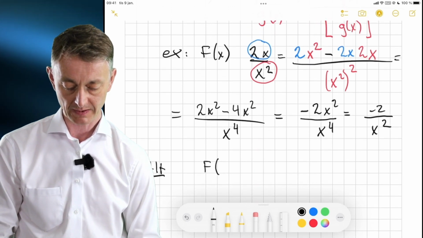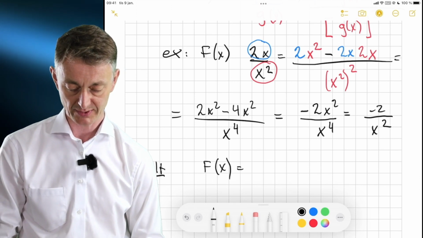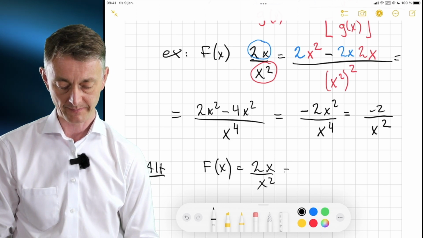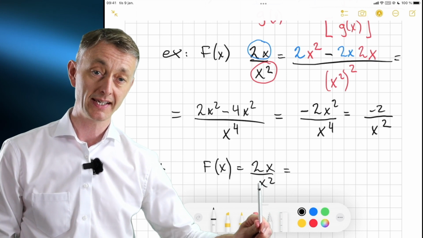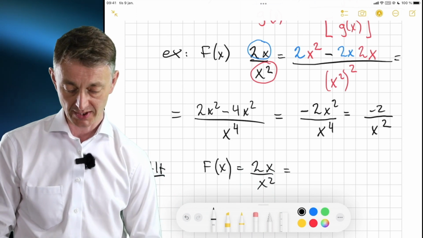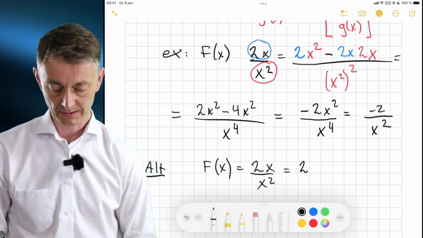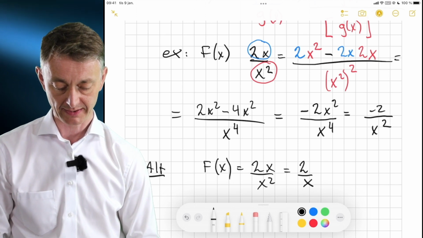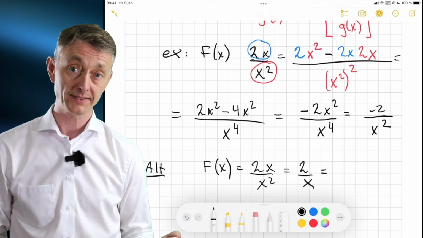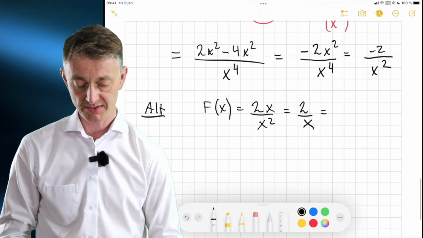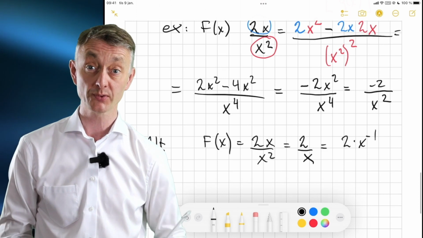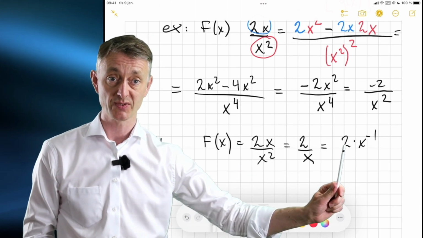And f of x was equal to 2x divided by x squared. And we can see that here is x times x and here is x. So this x cancels one of those x's, so we can rewrite this as 2 divided by x. So this will be much easier, and we can also write it as 2 times x to the power of minus 1, if you remember the power rules from before.